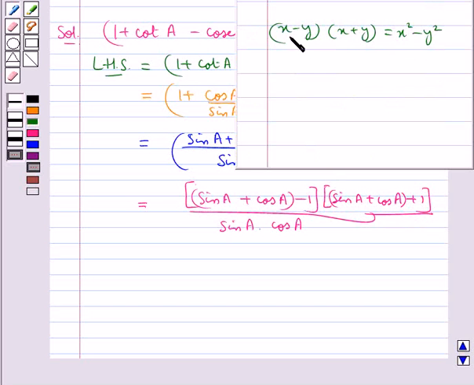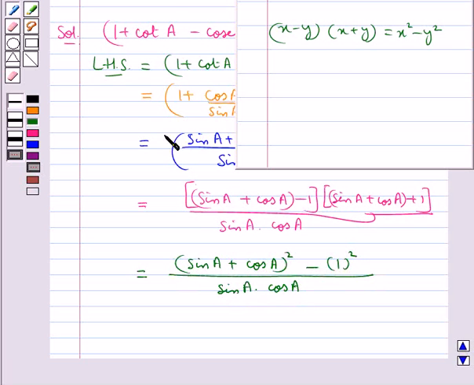We know that (x − y)(x + y) is equal to x square minus y square. So this would be equal to (sin A + cos A) the whole square minus 1 the whole square, upon sin A into cos A.